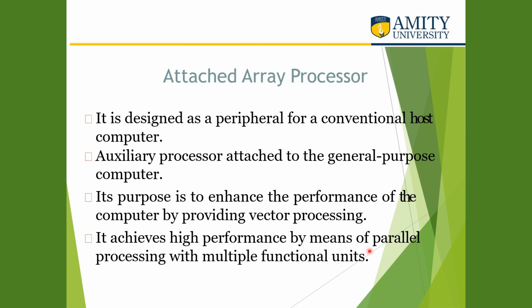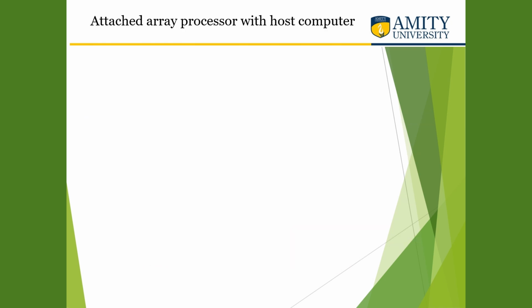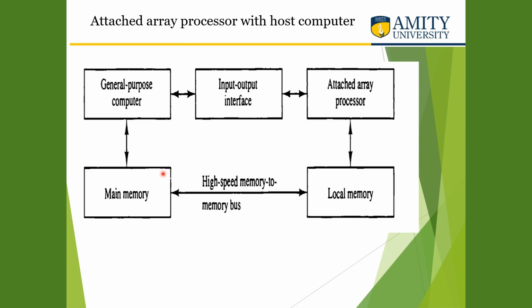Thus the computer becomes capable of performing parallel processing with multiple functional units. This is how it is attached. There is the main memory and the local memory, connected with a high speed memory to memory bus, a common bus system. The attached array processor is connected to the local memory and the input output interface of the general purpose computer.